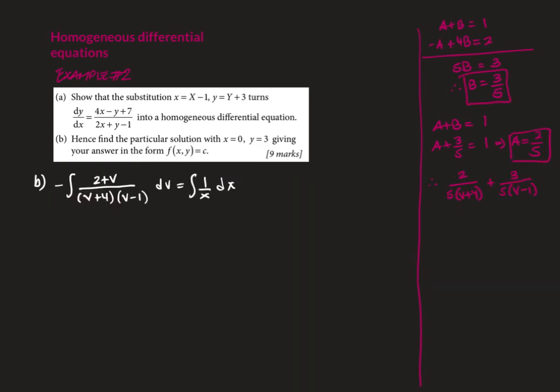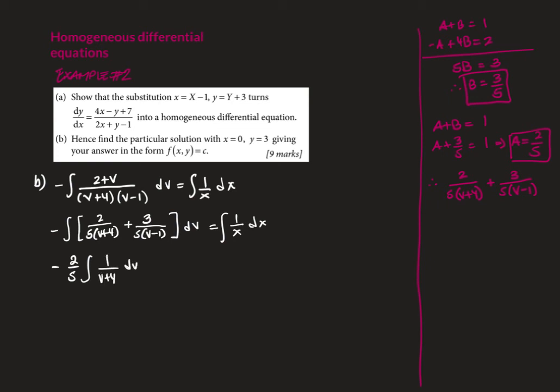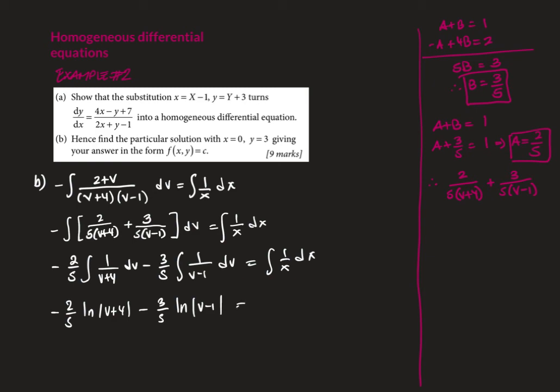Now substituting these fractions into the integral, like so, and then we can separate this integral into two smaller integrals, like this. So minus 2/5 integral 1 over v plus 4 dv minus 3/5 integral of 1 over v minus 1 dv equals the integral of 1 over x dx. And now we proceed to integrate. So the first integral is minus 2/5 ln of absolute value of v plus 4. The second one is minus 3/5 ln of v minus 1. And then ln of absolute value of x plus c. Now I'm going to use the properties of the logarithms to write this expression in a more simplified way.